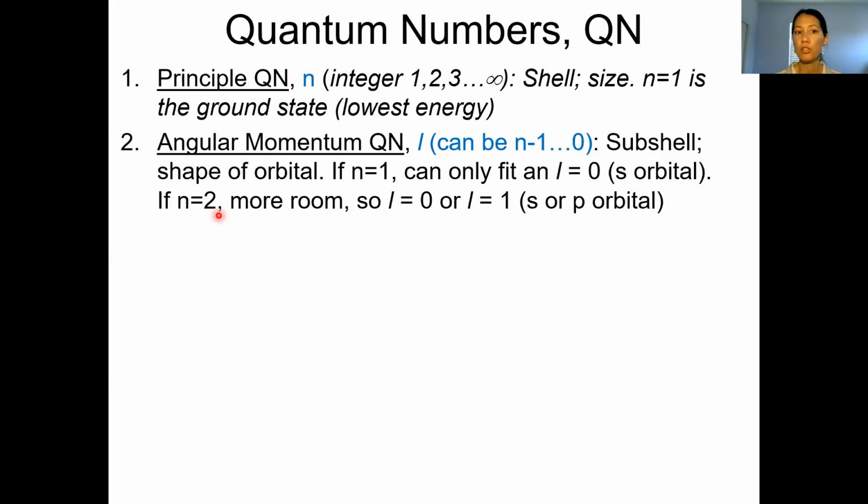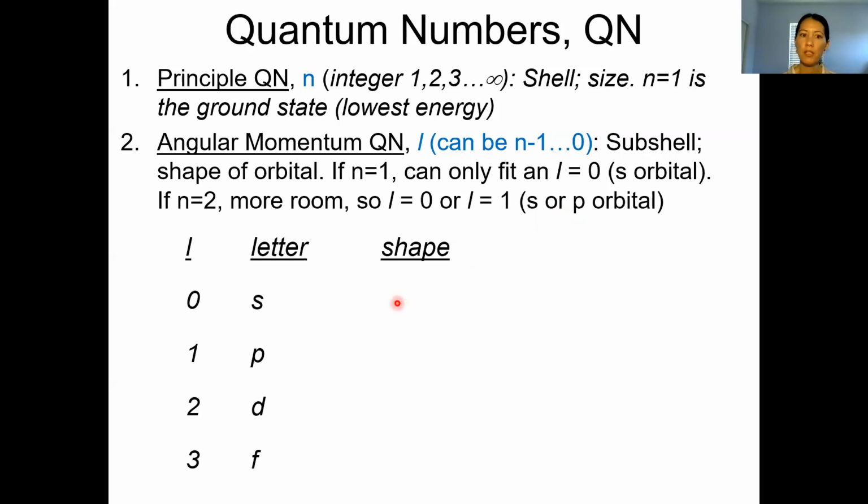If I get into n equals 2, there's more space, so I can have L equals 0 or L equals 1. So notice, be very careful. A lot of people think L is only n minus 1. So they think L is only 1. But it could be 1 all the way down to 0 and all integers in between. So in n equals 2, if you remember from the last video, you can have an s or a p orbital, a 2s or 2p, referring to L equals 0 for the s and L equals 1 for the p.